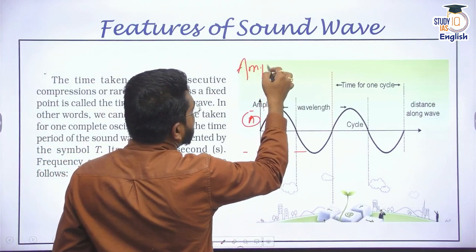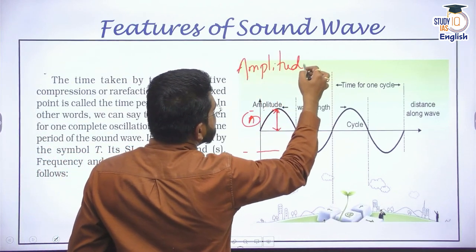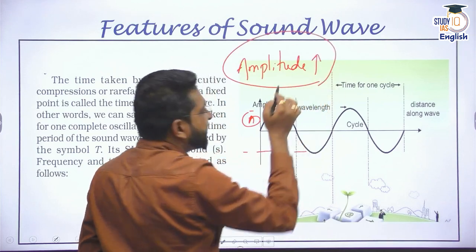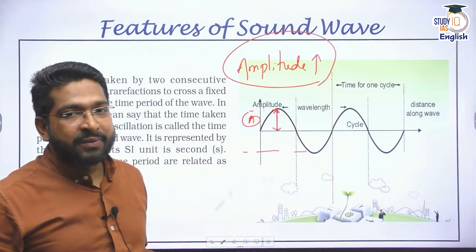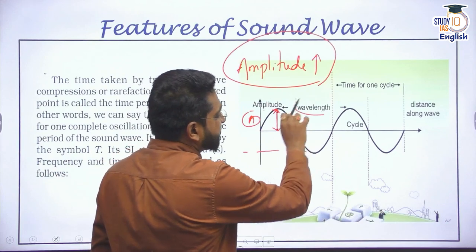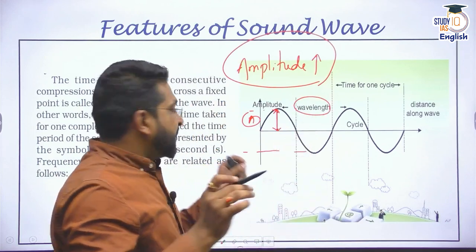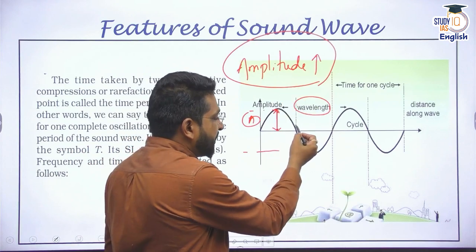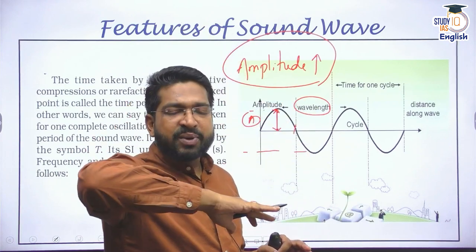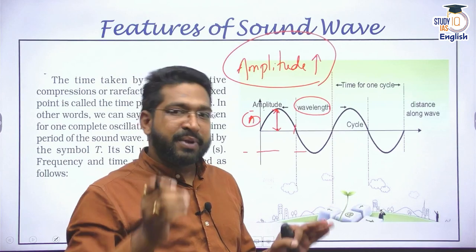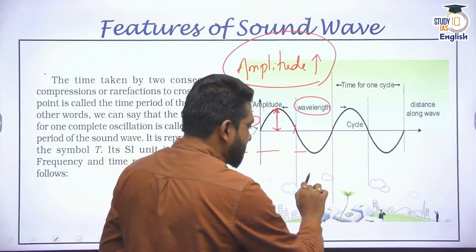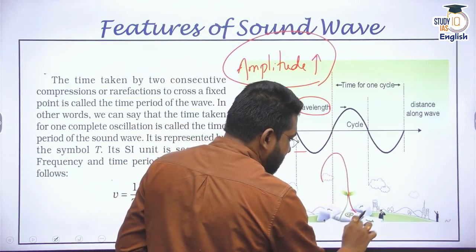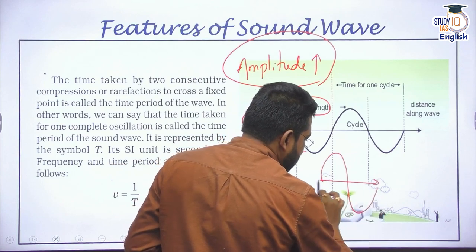First, through the amplitude. If the amplitude is high, that means the sound would be very, very louder. Then there is a concept of wavelength. What is a wavelength? Wavelength is basically a length from say one compression to the next successive compression or rarefaction. For instance, if I simply draw a wave like this, this would become one wavelength.